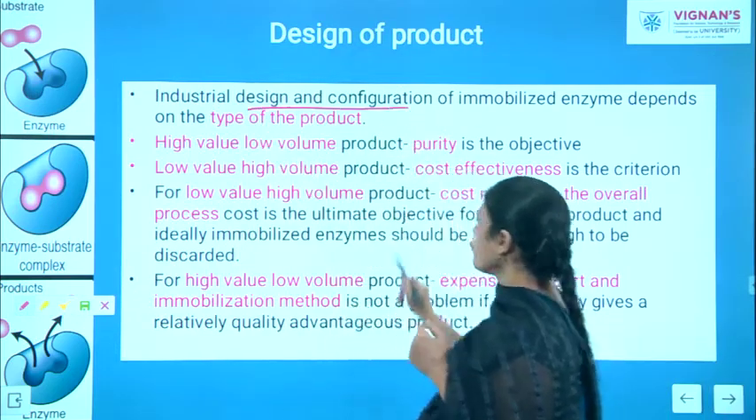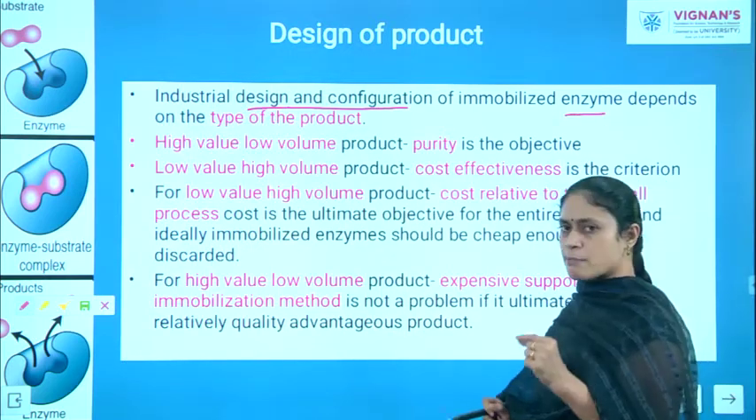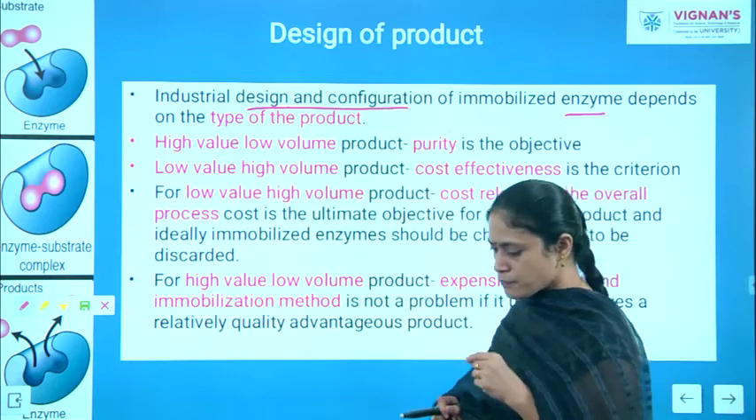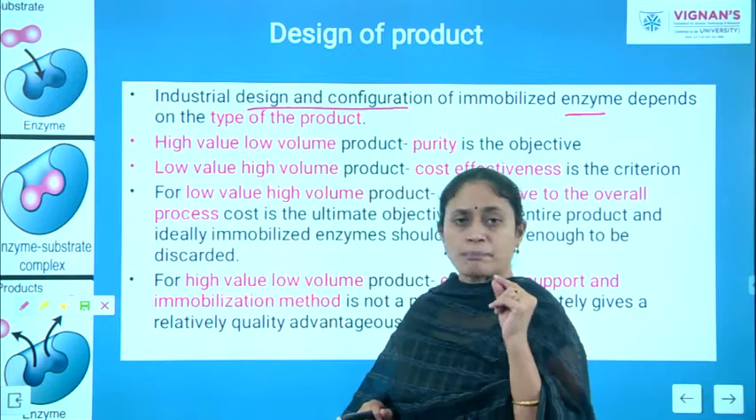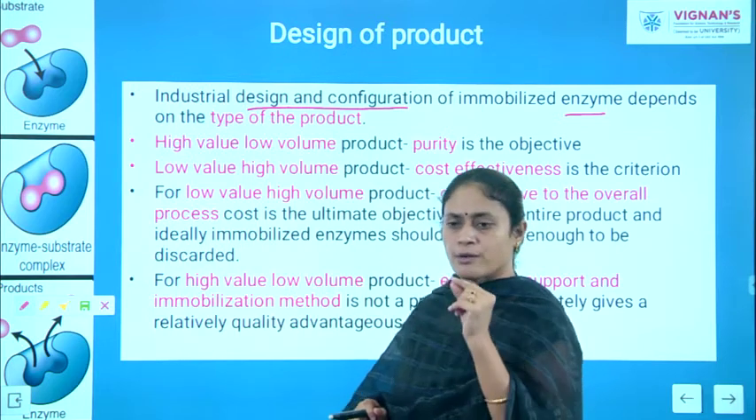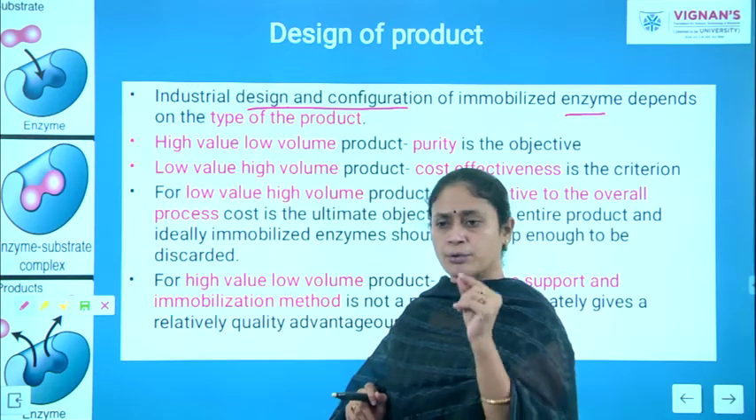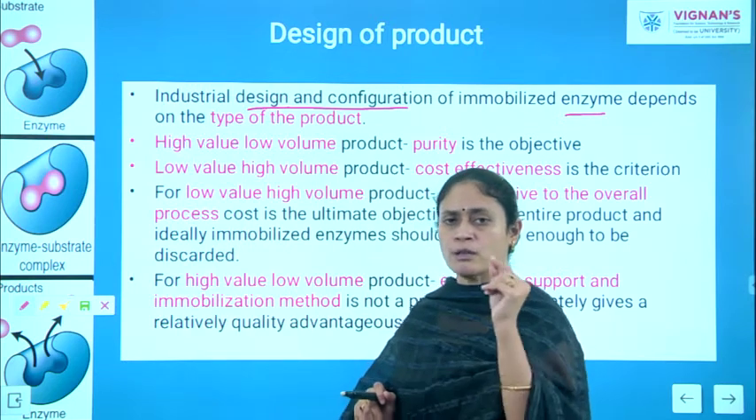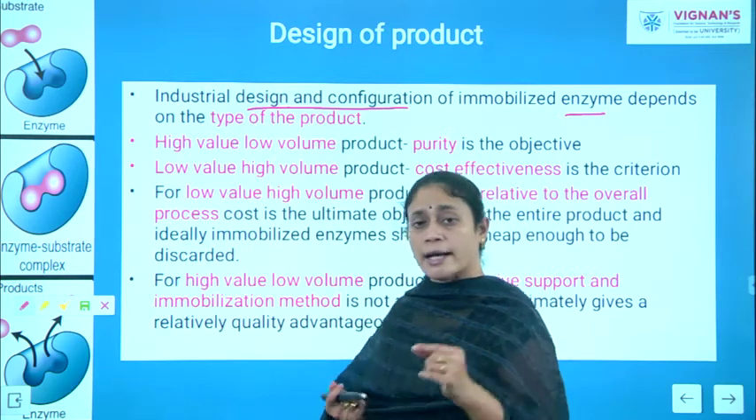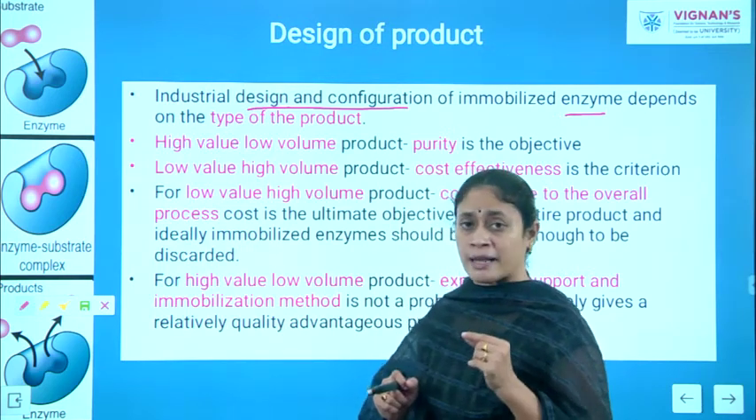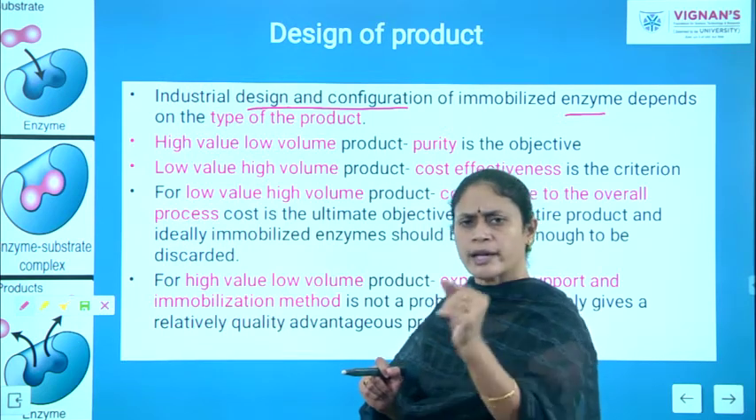Coming to the design of your product. Industrial design and configuration of your immobilized enzyme depends upon the type of the product. That means you have to have proper information about the product you are going to get from that particular enzymatic reaction. You need to have proper knowledge about the product that you are going to get through the reaction. Accordingly, you have to select or design your reactor and configure it.